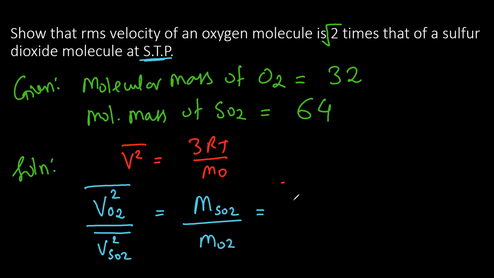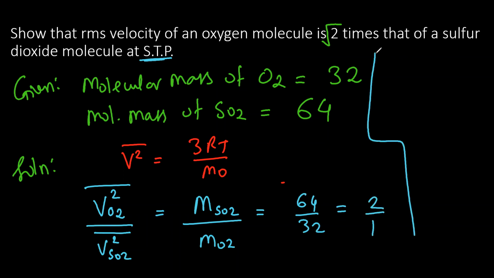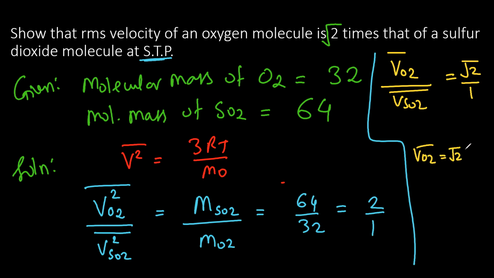So SO2 is how much? SO2 is 64 and this is 32. So it will become 2 by 1. यहाँ पे side लिखता हूँ. This will become 2 by 1. Now this is square ना? If I take square root on both sides, so this will become VO2 bar upon VSO2 bar, which will become root 2 by 1. So VO2 bar is root 2 times VSO2 bar. खत्म. Hence proved. Simple था. 1 or 2 marks. ठीक है? So let's move on to the next one.